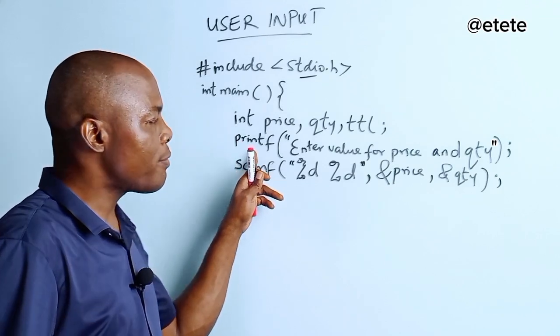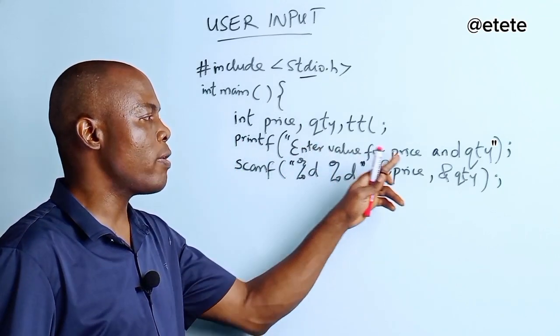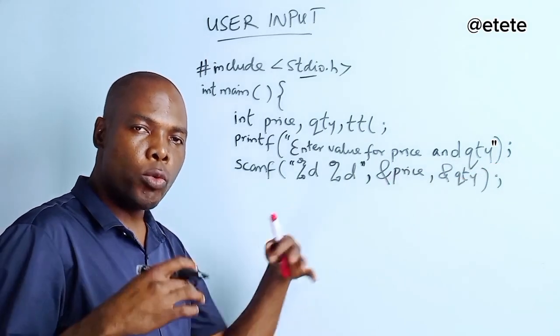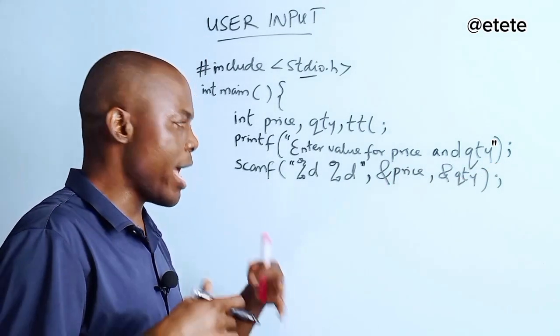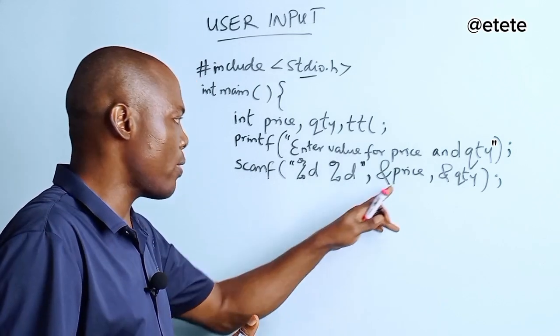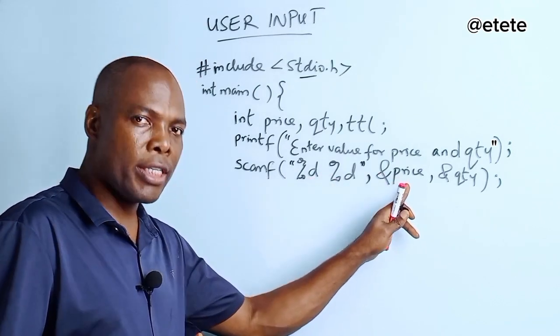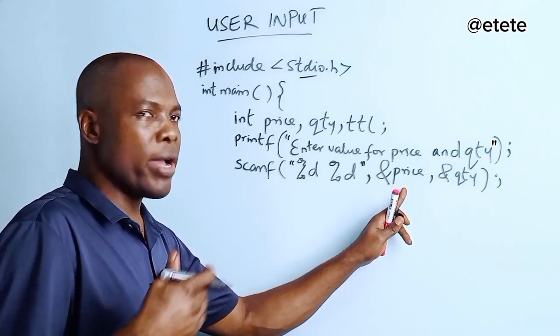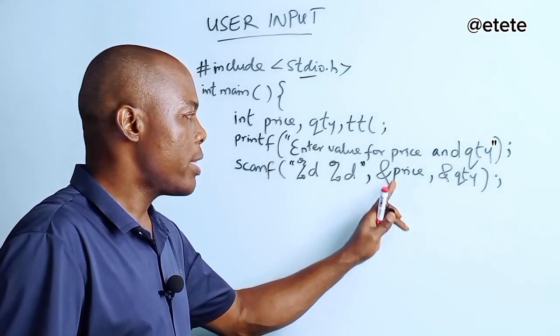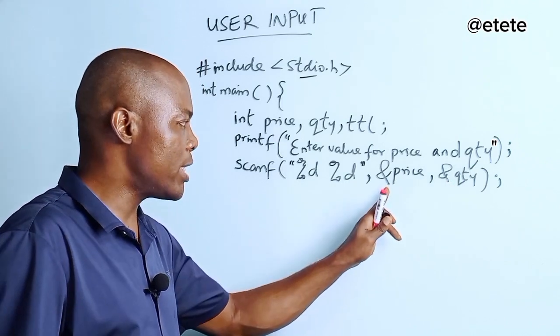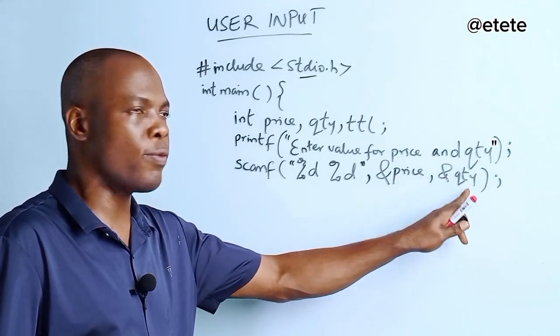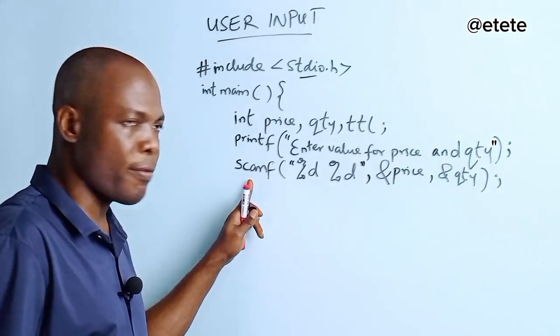Now, my printf is going to print out enter value for price and quantity. So whatever value that I type, say I type 100, that first one will be for price. So it will store it in this address. Then I will enter the second value, which is 4. That 4 will be stored in this address. So this is the address of price and address of quantity. That's what this scanf will do.